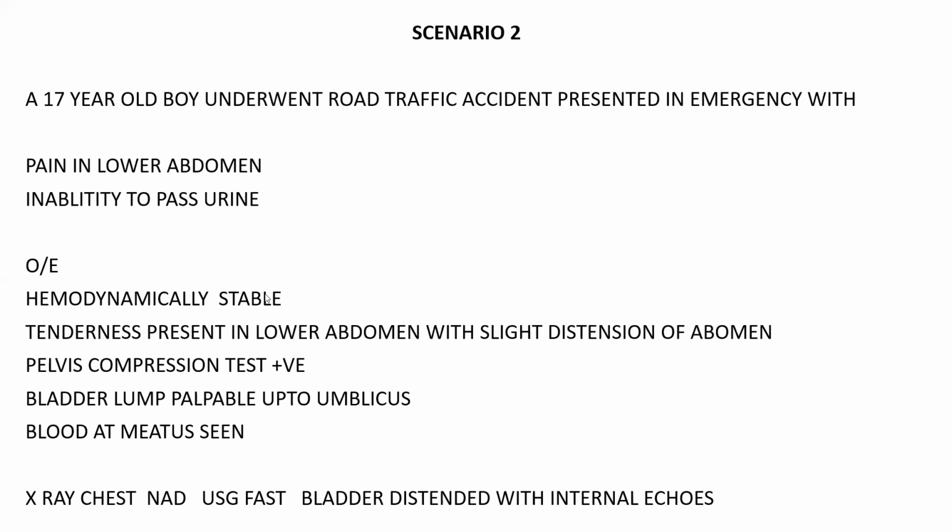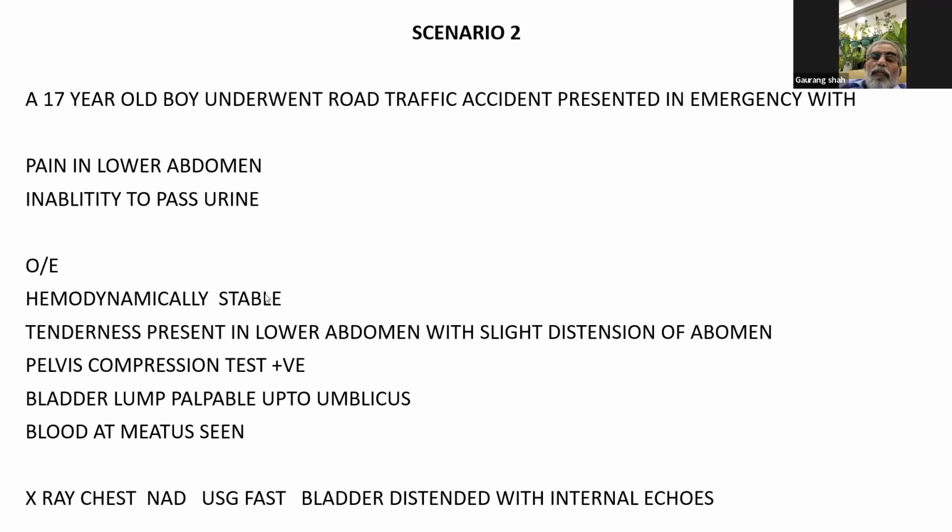to pass urine. On examination, patient is hemodynamically stable. There is tenderness present in the lower abdomen, particularly in the hypogastric region, with slight abdominal distension. Pelvis compression test is positive. Bladder lump is palpable. There is blood seen at the external urethral meatus. Chest X-ray is normal. Ultrasound FAST shows distended bladder with internal echoes.